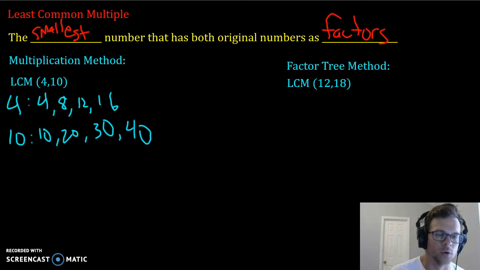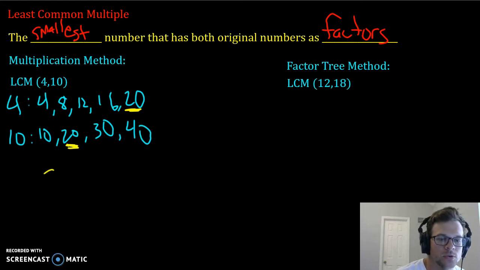So let's keep going with the 4. We stopped at 4 times 4 to get 16. 4 times 5 is the next one, which is 20. And right there, we have our first common number between both of those lists. We have a 20 right here in the 4, 4 times 5, and then 20 right here in the 10, 10 times 2. So 20 is your least common multiple.